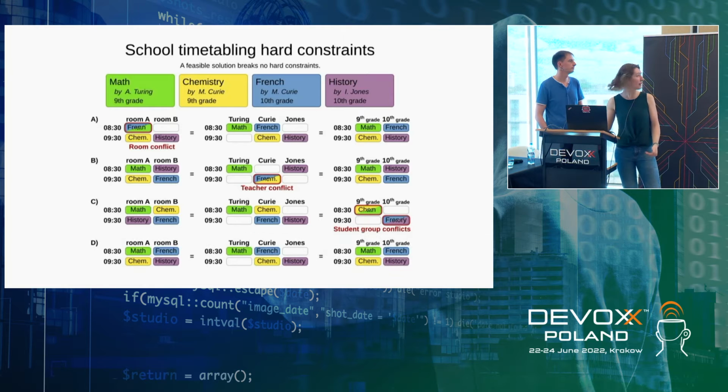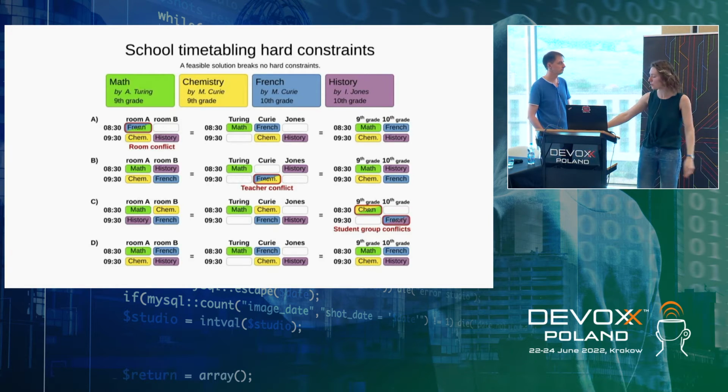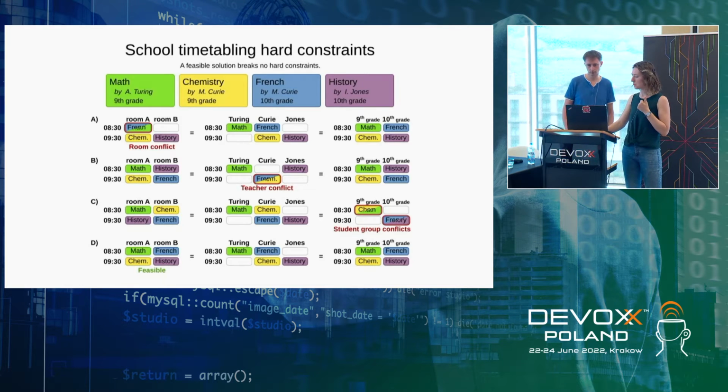So what's left? Yeah, this looks good to me. This looks nice because we don't have room conflict there. Yeah. We don't have teacher conflict if you check, and we don't have student group conflict. So this is our feasible solution. This is what we want to achieve, right? Yeah, exactly. So what are we going to do right now?